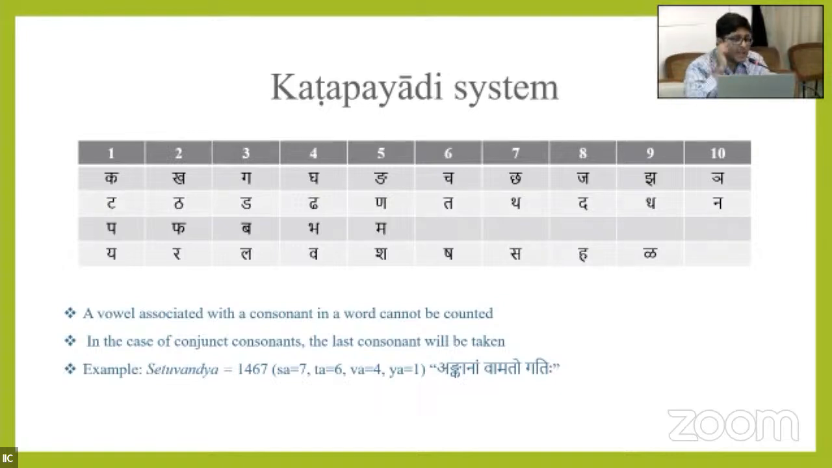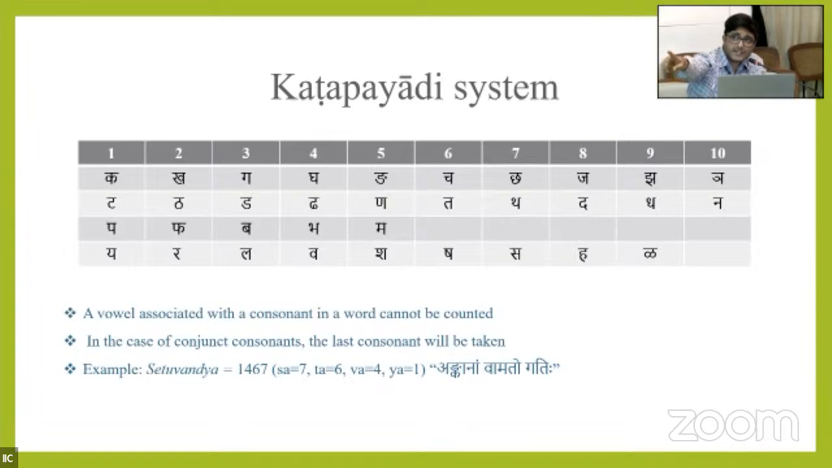And here, a vowel associated with a consonant in a word cannot be counted. So if there is any vowel, we should eradicate that vowel. And then another thing we have to address: in the case of conjunct consonants, the last consonant will be taken.